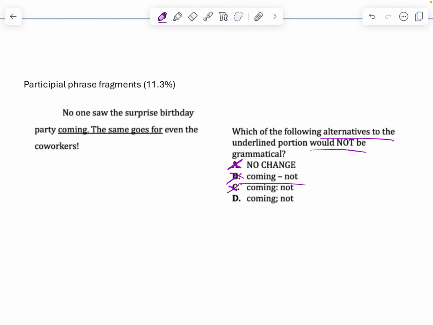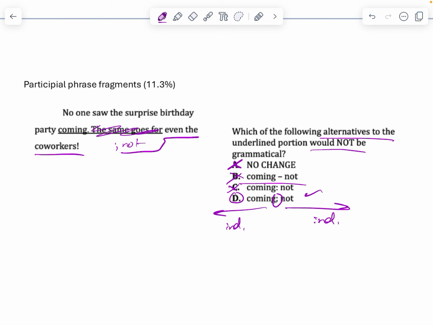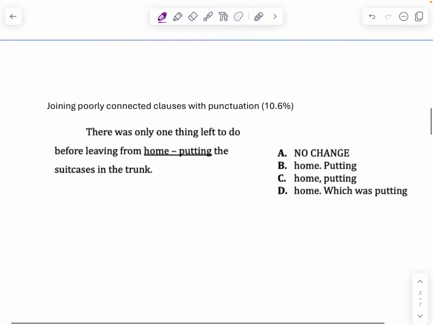And then that leaves you with option D, which has to be the answer. You can't use a semicolon here because what is before and what's after the semicolon have to both be independent clauses. And if you write semicolon not even the coworkers, that's not an independent clause. So D creates an ungrammatical situation. It creates a fragment.